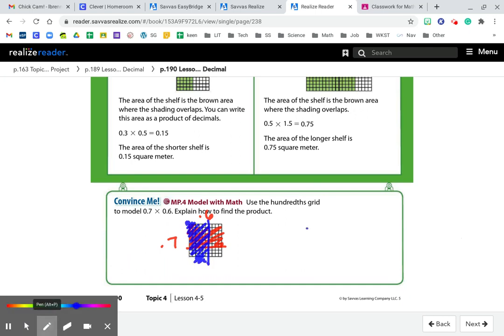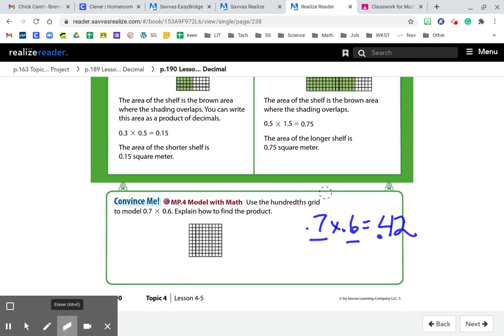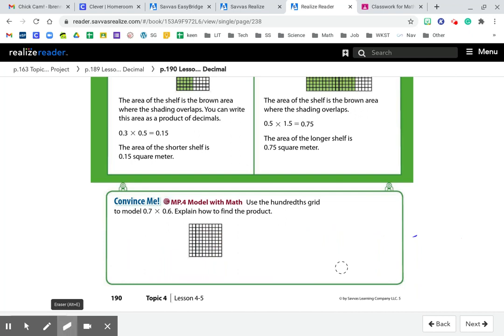So 0.7 times 0.6, solve a simpler problem. 7 times 6 is 42. You have 2 digits that are sitting in the decimal place value in the problem. You're going to have 2 digits in decimal place value in the answer. So your answer is going to be 0.42. So the numbers that you're working with in this lesson are very small, but it's important that you place the decimal in the right place.